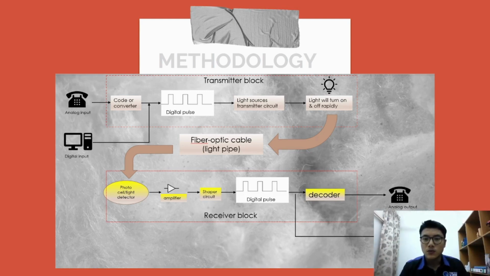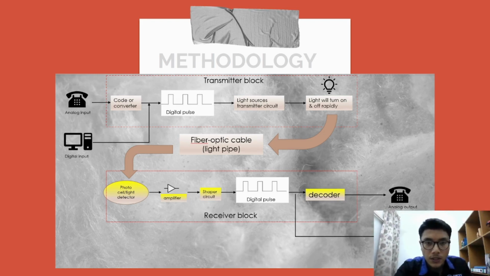then the light will turn on and off rapidly. After that, it will go into the fiber optic cable or fiber optic light pipe, and then it will transmit to the photocell light detector, and then we go to the amplifier, shaper circuit, digital pulse and the decoder. So the upper side is for the transmitter, and the lower side is for the receiver.